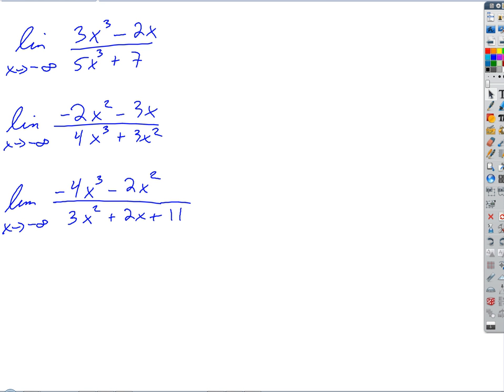I want to know what's going on with this. Jolie, what's the first answer and why? It's 3/5. Very good. Now, how about the why part of that? Because they're going up exponentially at the same rate.